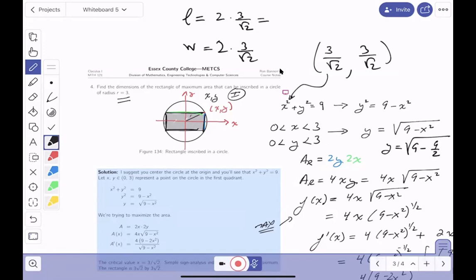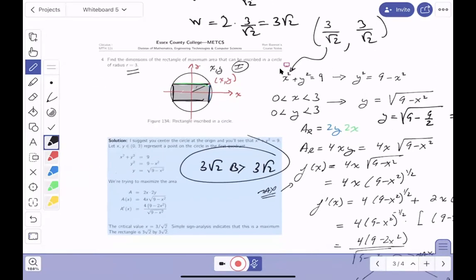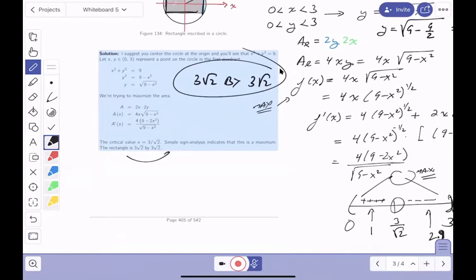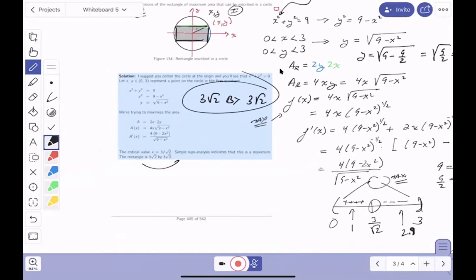Let me just simplify that. And that's going to be 3 root 2. And this is going to be 3 root 2. So what is it? It's a square of dimensions 3 root 2 by 3 root 2. All right, let's look at the key. All the work is done over there, and I do see the answer there. All right, so let's take a look.